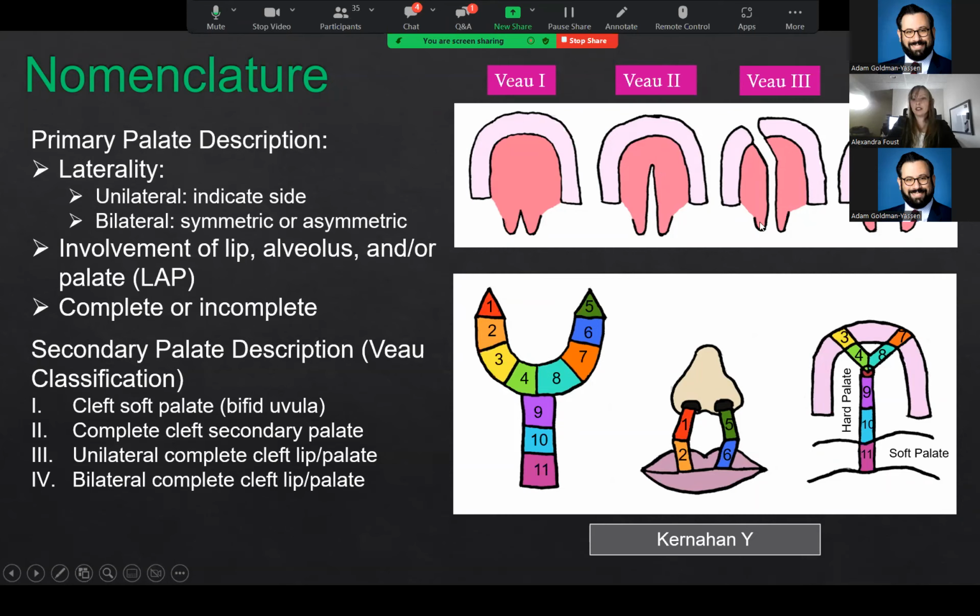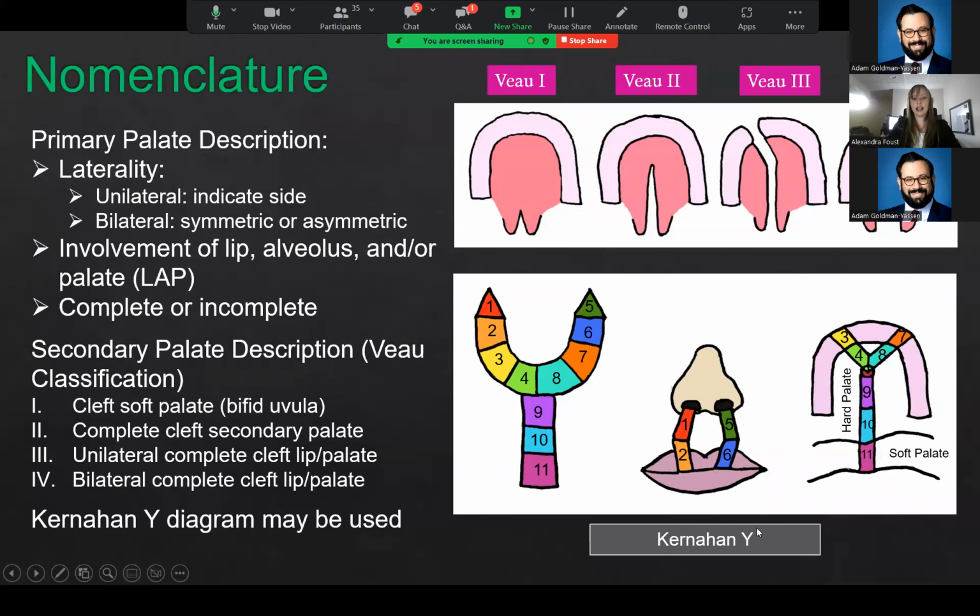And then Vaux 3, you actually have clefting of the primary palate and the secondary palate, but only on one side. And in the Vaux 4, you end up having clefting of both sides of the primary palate. When this happens, you actually get this premaxillary segment that kind of extends out into space. So in the fetal world, you might have this protruding premaxillary segment.